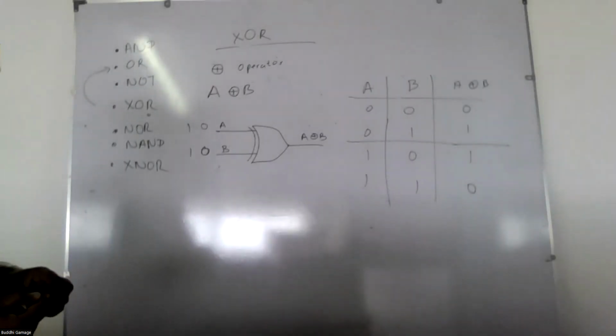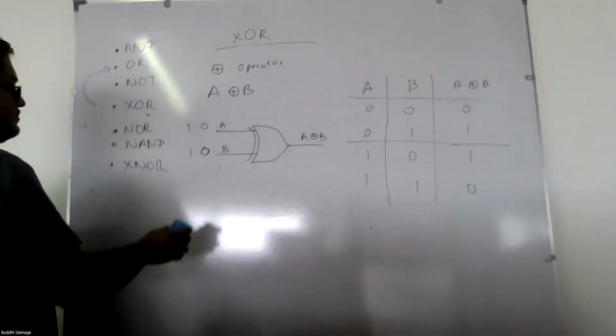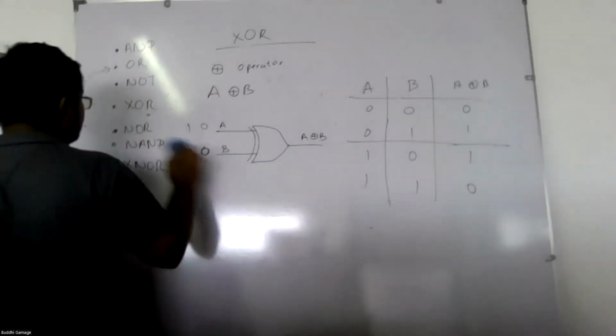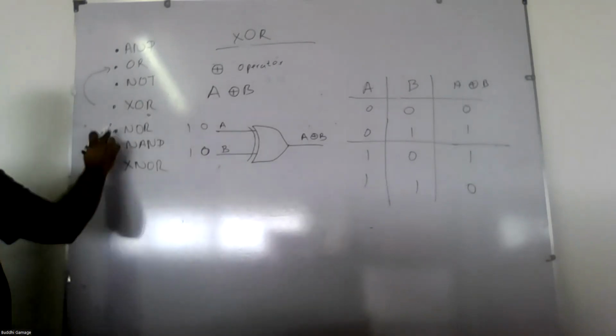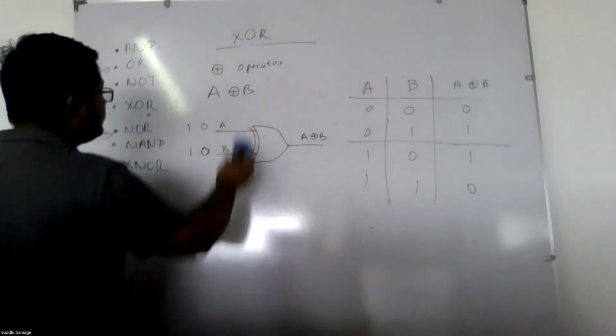Please let me know if you have any questions. Probably you have already learned about this in your A levels. So now I'm going to the NOR gate. This one. So what is the symbol for the OR gate?